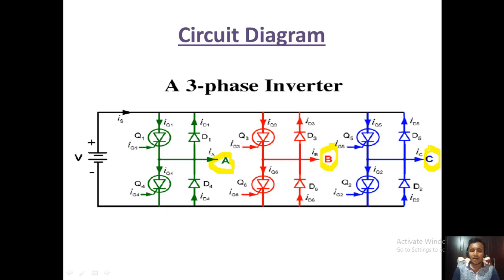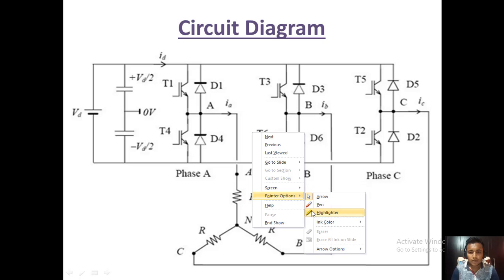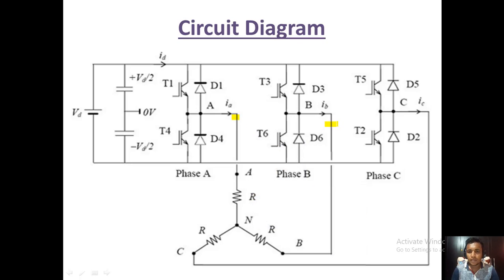A load may be resistive or inductive in nature, and it can be connected in star or delta configuration. So here we cannot connect a load directly, but it can be connected in a star configuration or delta configuration. To see this in a simple manner, let us look at the circuit with the load connected. Here we can connect the load across A, B and C.